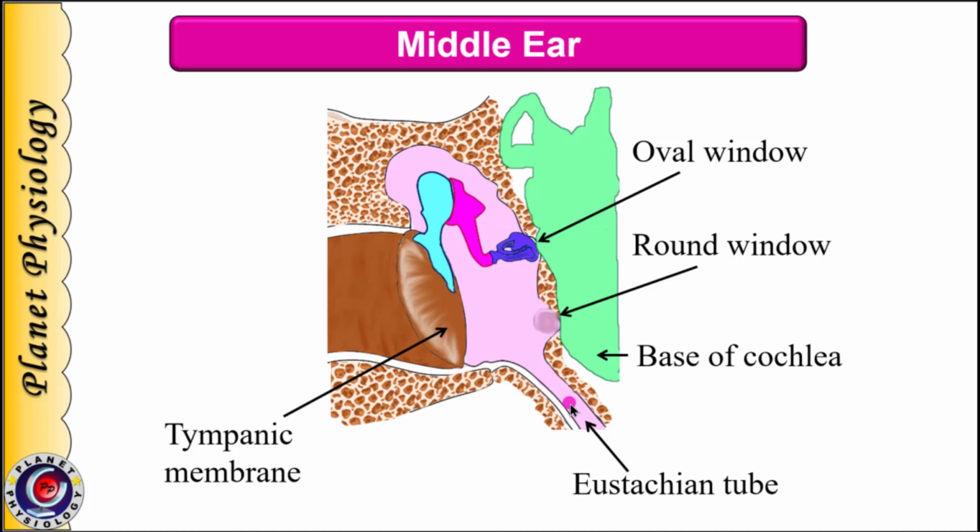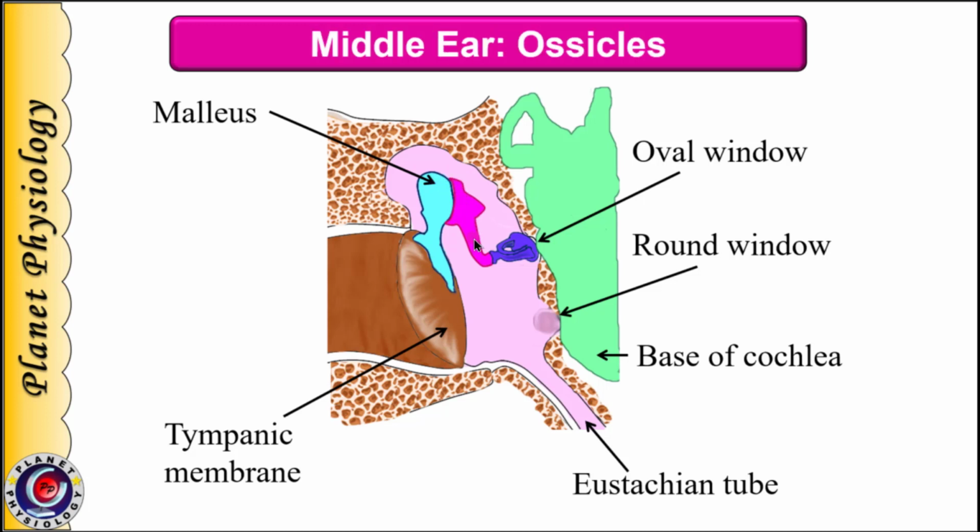Now coming to the ear ossicles. These are three small bones in the middle ear. Because these bones are very small, they are called ossicles. Shown in light blue color is the malleus. It has a head, neck, body and handle. The handle of the malleus is also called the manubrium. It is attached to the tympanic membrane, whereas the head of the malleus connects to the next ear ossicle, that is the incus.